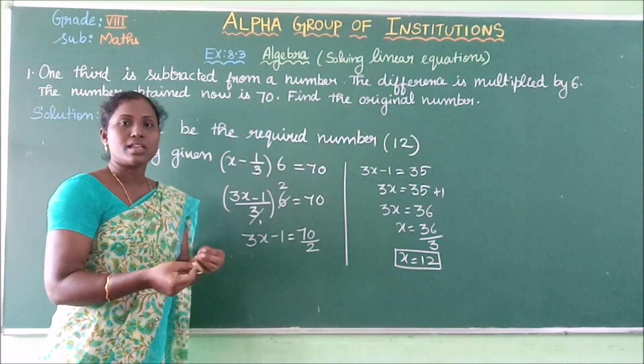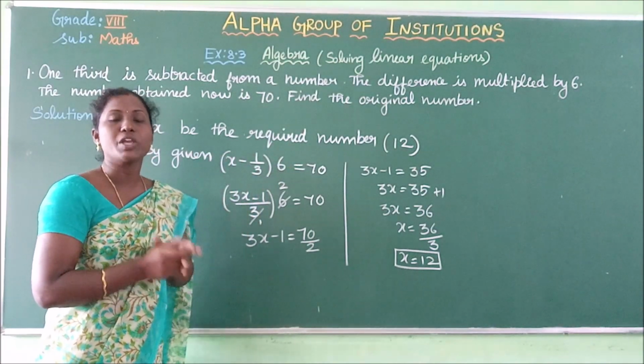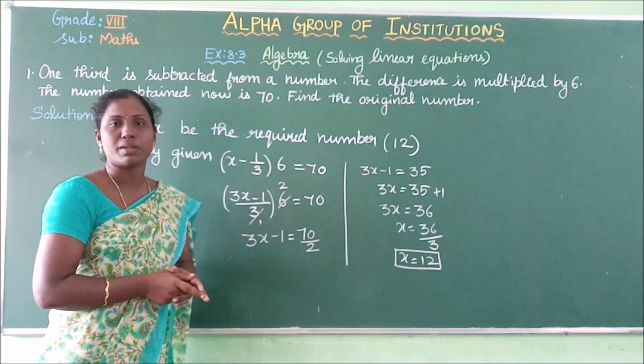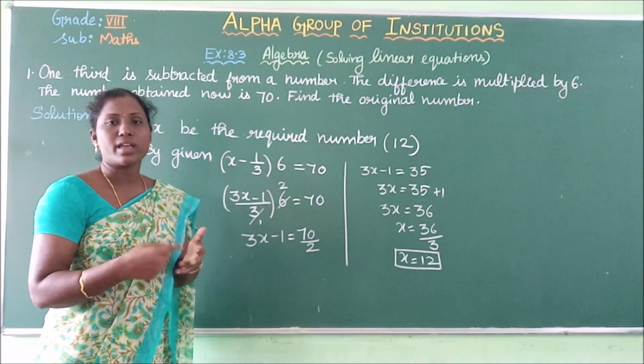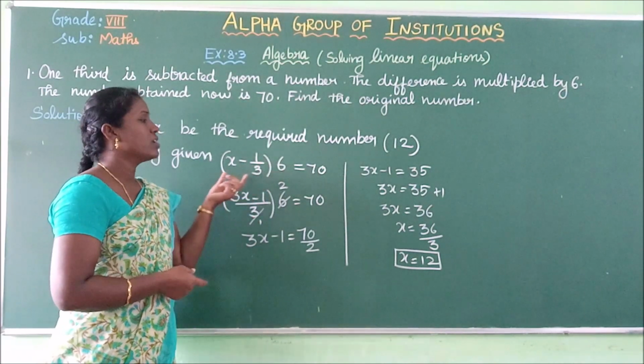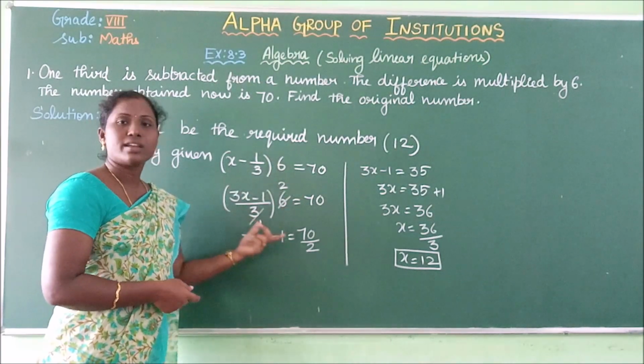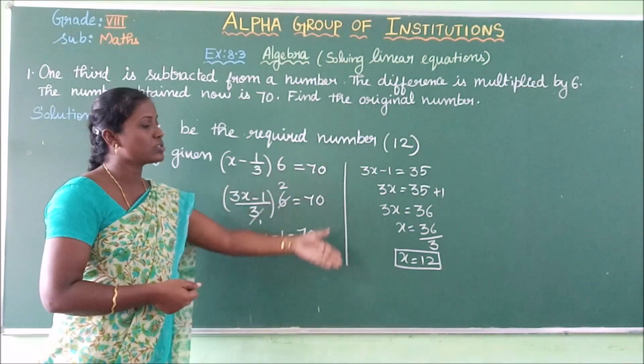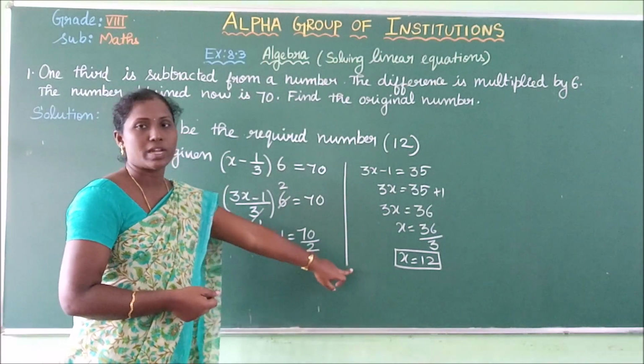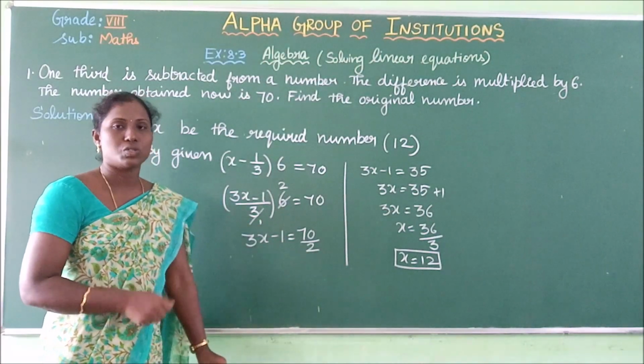Whatever the required unknown thing described, we have to take it as a variable. Okay, maybe x, y or a, b, anything. Then, frame the equation from the given condition and you will get a linear equation. After that, solve the linear equation and find the unknown value. Therefore the required number is 12.